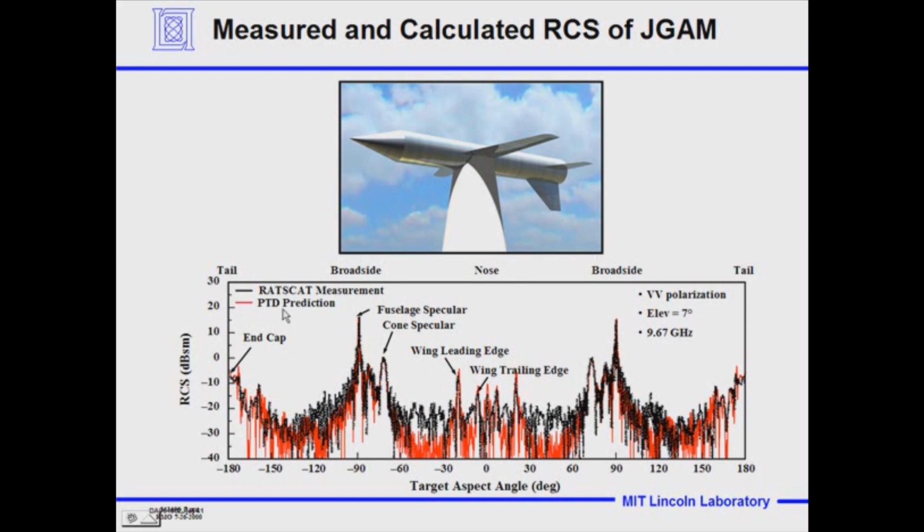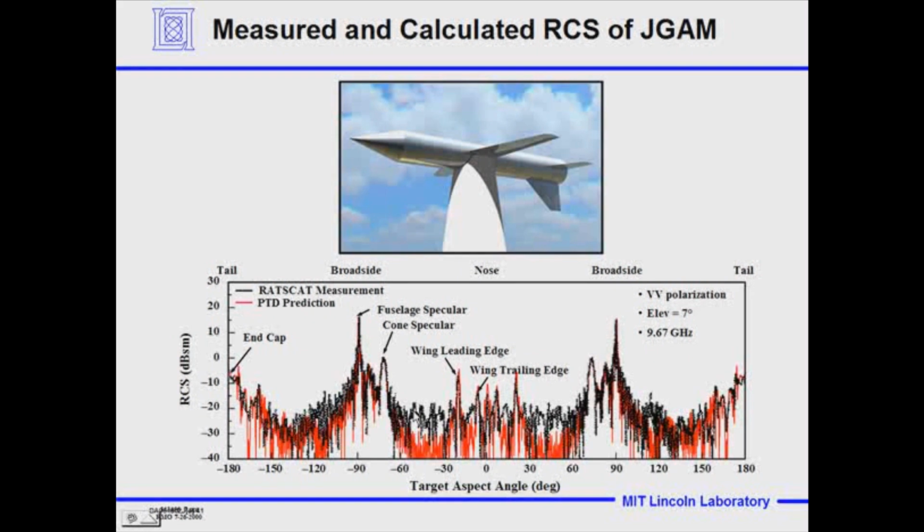Now when we run the physical theory of diffraction predictions up against our RATSCAT measurements, in red here, the physical theory of diffraction, you can see it pretty well is predicting the location of each of the peaks. But the areas between the peaks, here and here, it doesn't do too well. And that's where there are different interactions going on. And this is at a high enough frequency that this should be good.